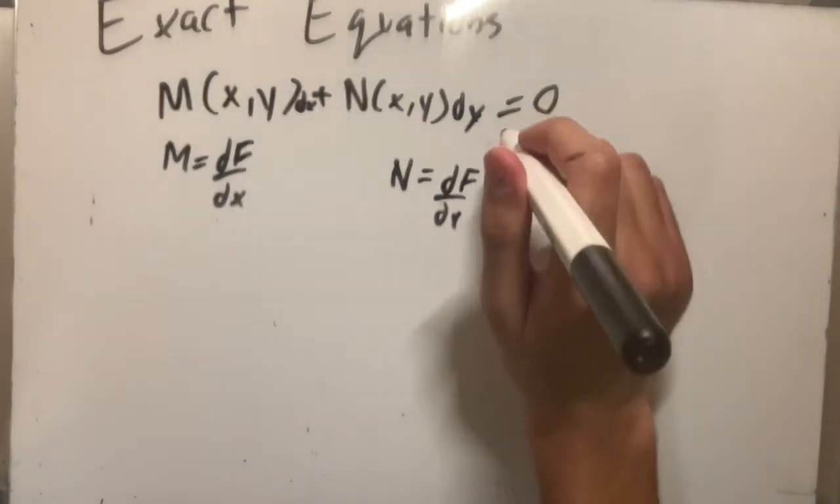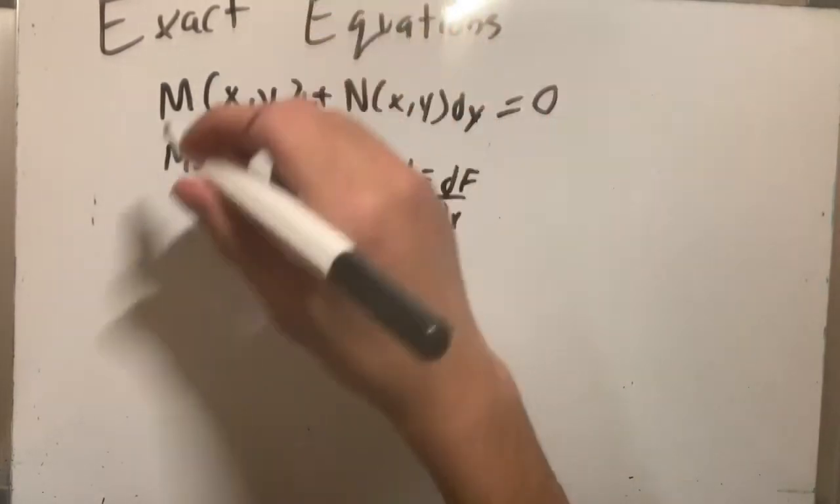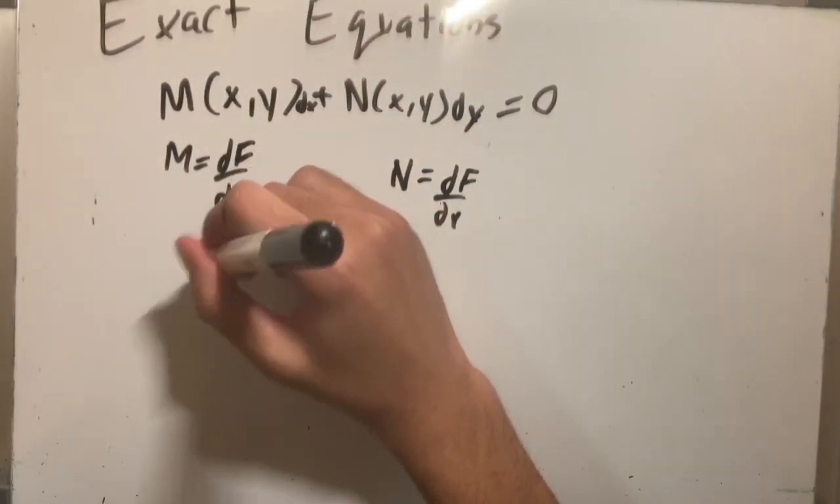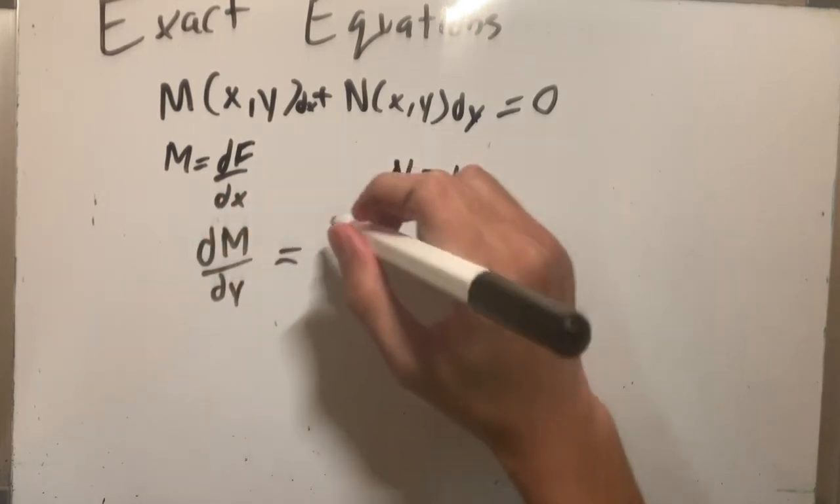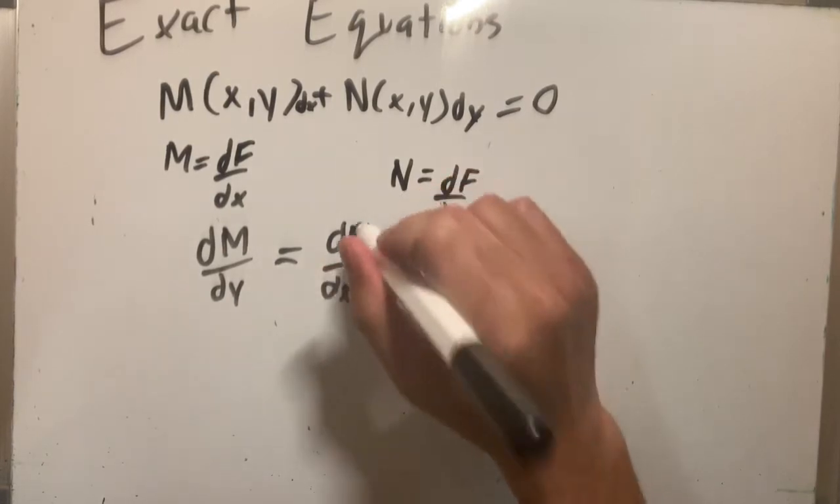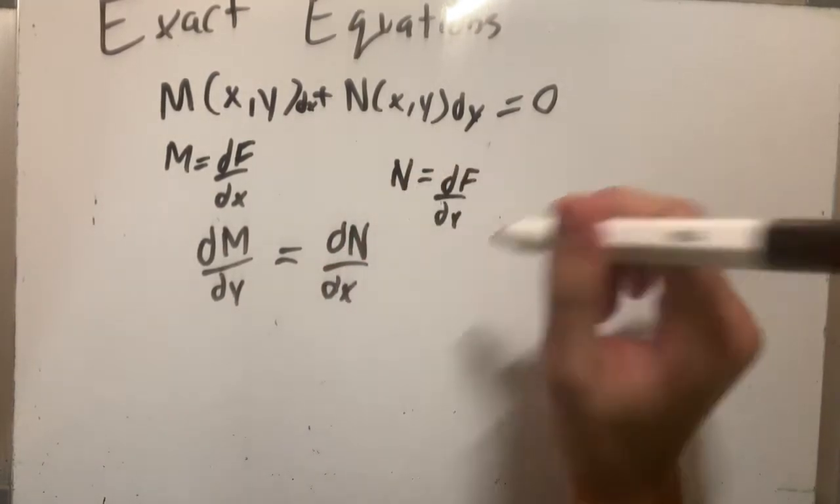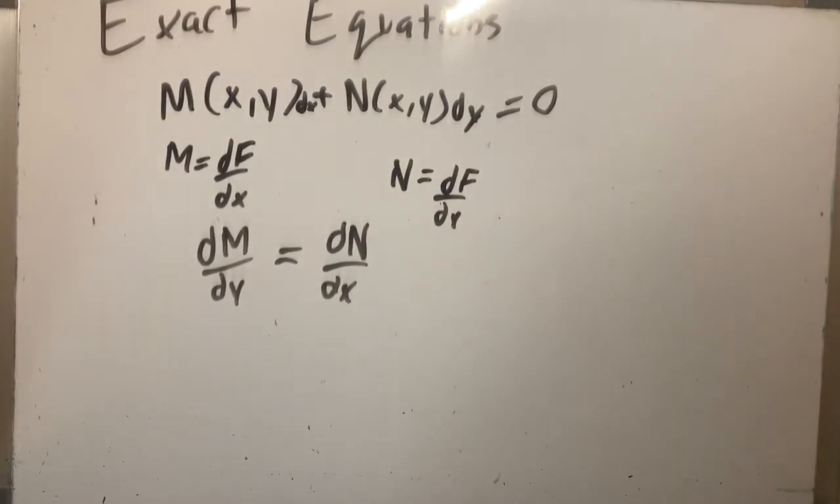So first thing we want to do is find the derivative of M with respect to y, and if that is equal to the derivative of N with respect to x, then this is an exact equation, and you can solve using the general method of solving exact equations. So I'm going to give a quick example.